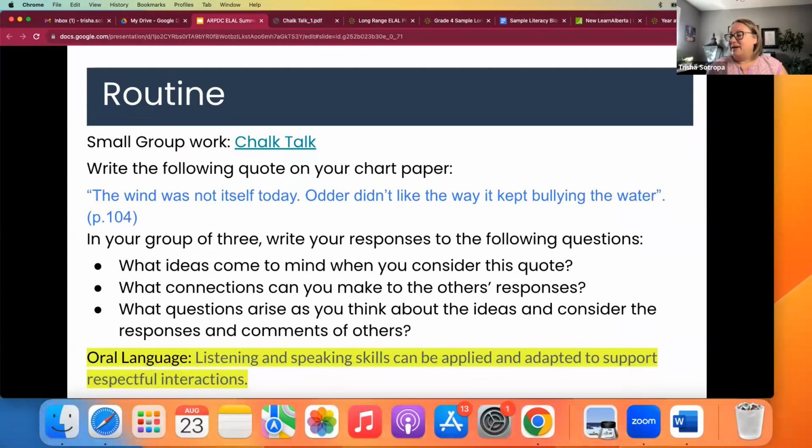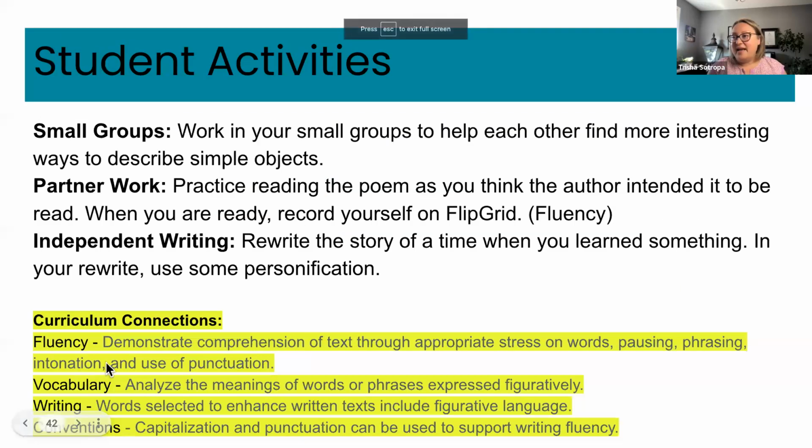Okay, so that is a routine that I would lead into some small group work. And then teachers have a choice, of course, we always have a choice. But when you have student activities, you might have to make a decision. Is today a small group work kind of day? Is it a partner work kind of day? Or is it an independent work kind of day? So if you have them doing small group work, here's a possibility.